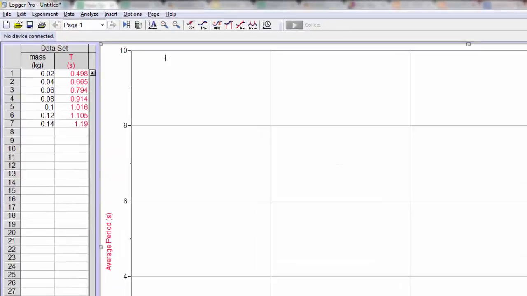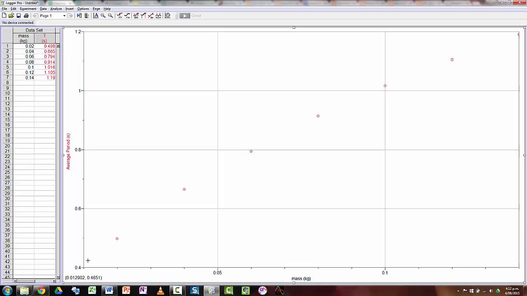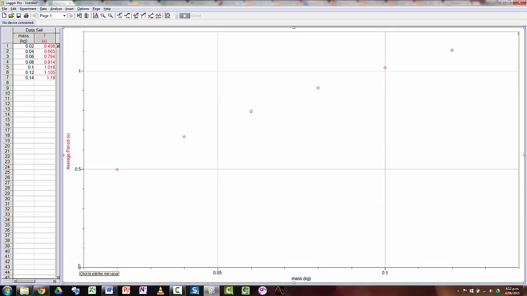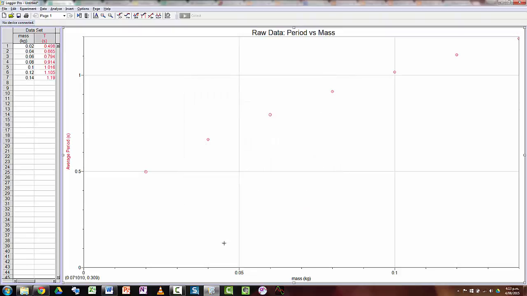We don't want it to be down in that corner. We want to be able to see it really clearly. So we'll just click this auto scale graph button and it auto scales it. And we'll change this to 0 so we can see what our 0 value is. We'll change the x-axis also to 0. So now we can kind of see the graph. And maybe I should give this a title as well. So this is raw data, period versus mass. Okay.